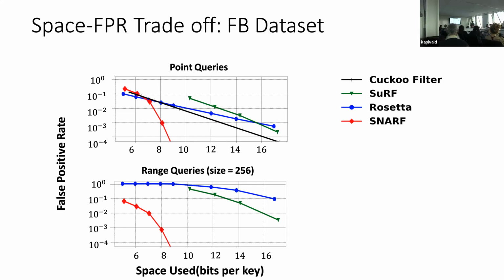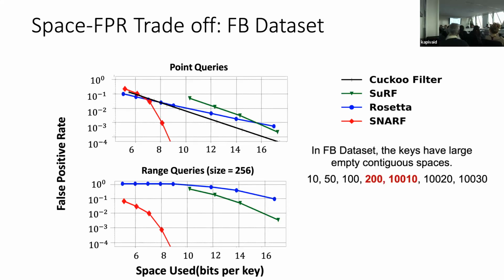There's an interesting reason why SNARF does well for real-world datasets. That's because there is an interesting pattern in these datasets. The pattern is that these datasets have large empty continuous spaces. So the keys in this dataset would start from 10, 50, 100, 200, and they suddenly jump to some huge value like 10,010, 10,020, and so on.